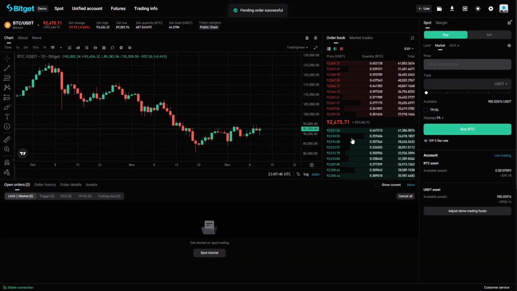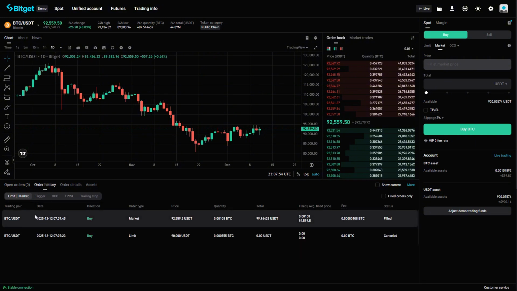You will see your balance update in the top right corner, and your trade will appear in your trade history at the bottom. Congratulations, you just made your first trade on Bitget.